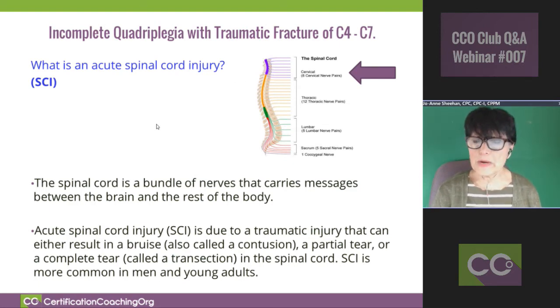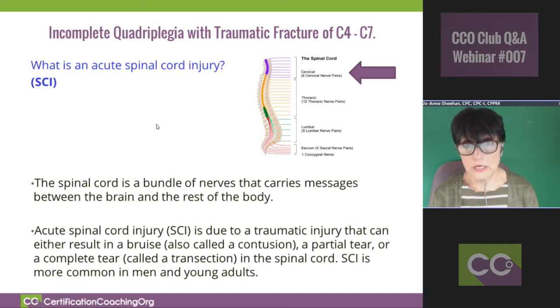So what is an acute spinal cord injury? Spinal cord is the bundle of nerves that carries messages between the brain and the rest of the body. And an acute spinal cord injury is due to traumatic injury that can either result in a bruise, called a contusion, a partial tear, or a complete tear called a transection in the spinal cord. And the spinal cord injury is more common in men and young adults.